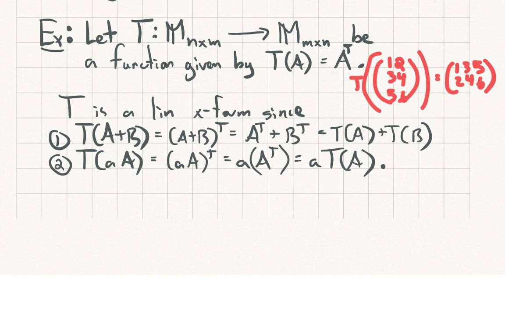And the second condition also holds. Scaling behaves very nicely under transposition as well. If we take a scalar, little a, and we multiply it by matrix A, and then we take the transpose, well, remember what happens when you multiply a matrix by a scalar. You just multiply every entry in that matrix by the scalar. So if you take the transpose of it, it's all the entries multiplied by that scalar anyway, so you can just factor that out and just keep a transpose, and that's the same thing as taking the transpose of matrix A and multiplying it by your scalar a.